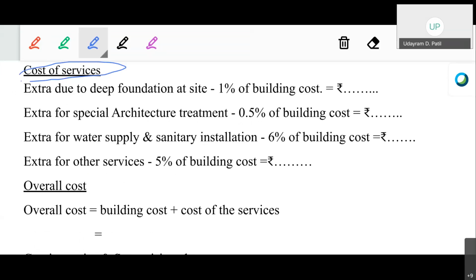बिल्डिंग कॉस्ट. ओके, सो फक्त वरचे उत्तर लिहू नका, सॉल्व सुद्धा करत चला. ओके, मी सांगितलं तुम्हाला चॅट बॉक्स मध्ये आन्सर द्या म्हणजे तेच उत्तर द्यायचं असं नाही. ओके, सॉल्व सुद्धा करत चला. Extra due to the deep foundation at the site. Okay, remember that हे तुमचं प्रॅक्टिस साठी एक प्रॅक्टिस सेशन म्हणून तुम्ही प्रॅक्टिकलला बघत चला.